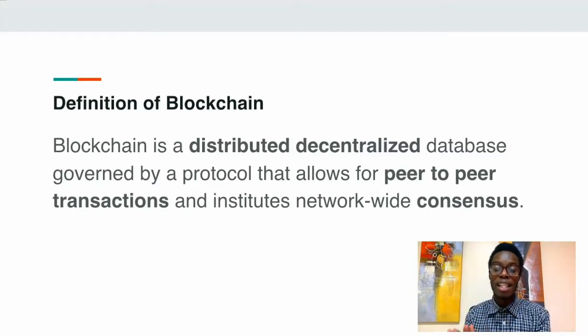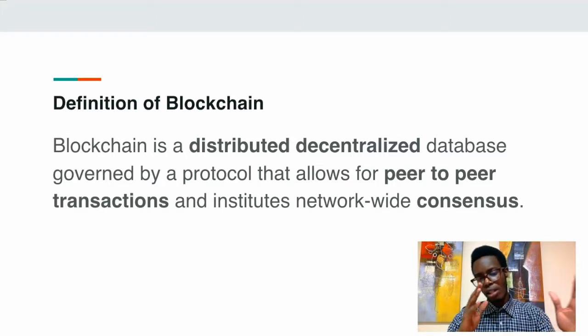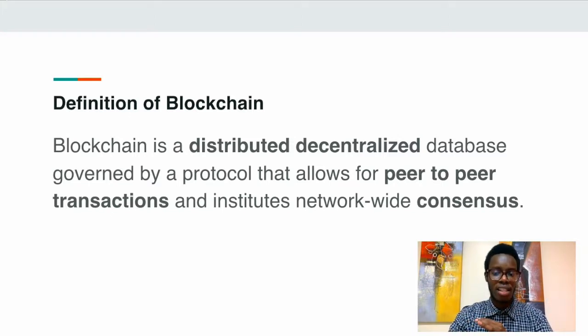Blockchain is a distributed decentralized database that's governed by a protocol that allows for peer-to-peer transactions and institutes network-wide consensus. Out of this definition, there are three things we can take away. One, it's a distributed decentralized database. Yes, it's just a database. Two, it allows for peer-to-peer transactions. Given that each and every single person stores a record of transactions, it means there's no point of a central authority, so we can have peer-to-peer transactions.